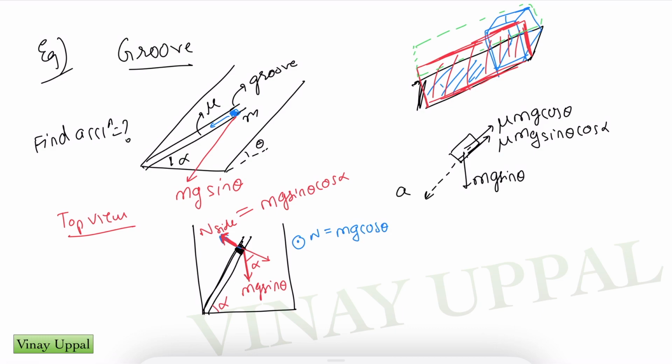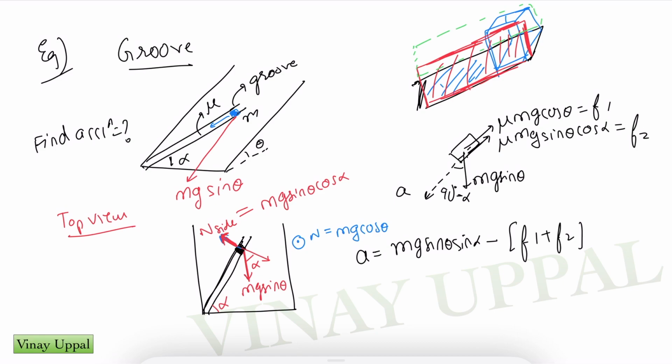Alright, so the acceleration is along the groove. This angle will be 90 minus alpha, and therefore my acceleration would be, the component of gravity along the groove would be mg sin theta sin alpha minus the friction values. So let's say this is F1 and F2. So minus F1 plus F2, you can substitute that on your own, divided by mass. So this will be our acceleration of the block along the groove.